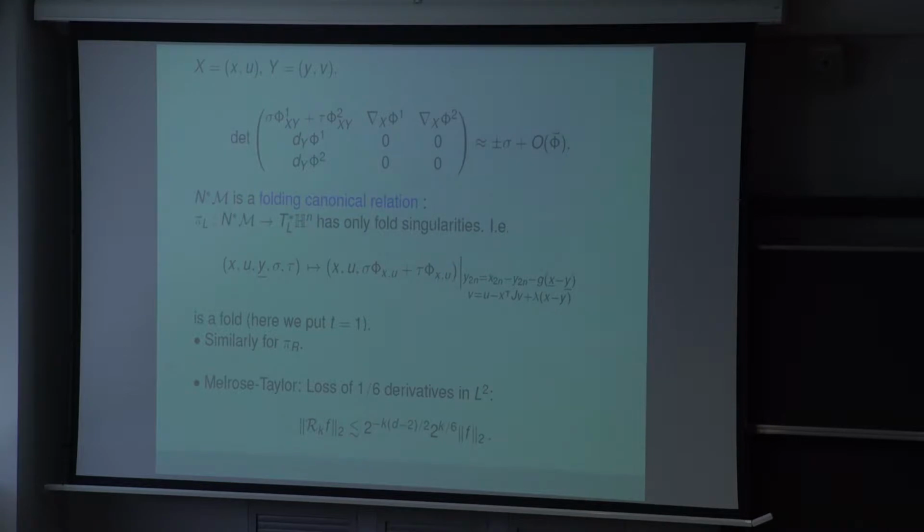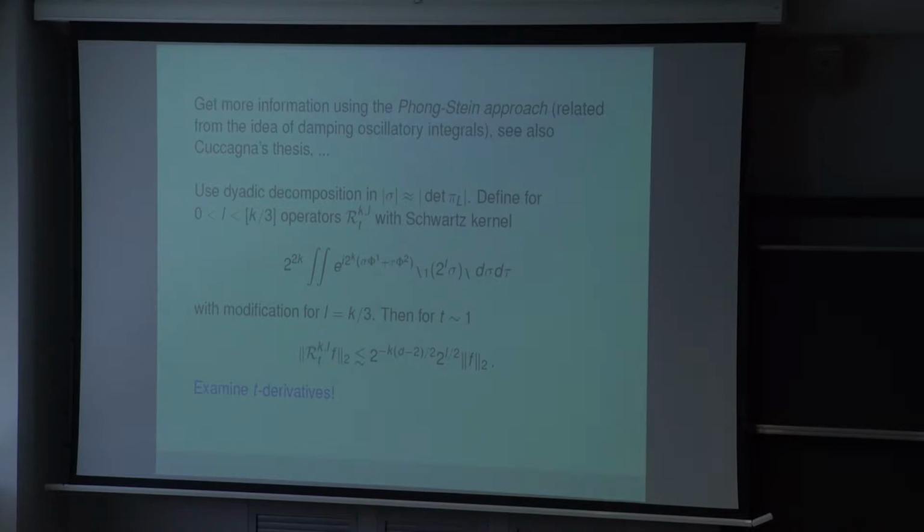Now, in order to really understand better, we should not follow Melrose and Taylor, but we should use the Phong-Stein approach, understanding how to estimate fold singularities, and that approach is related to the idea of damping oscillatory integrals. So we say the determinant of this projection is some kind of curvature, where this curvature is small, we localize, and we try to understand the dependence on the smallness of this determinant. Okay, so this is what's done here.